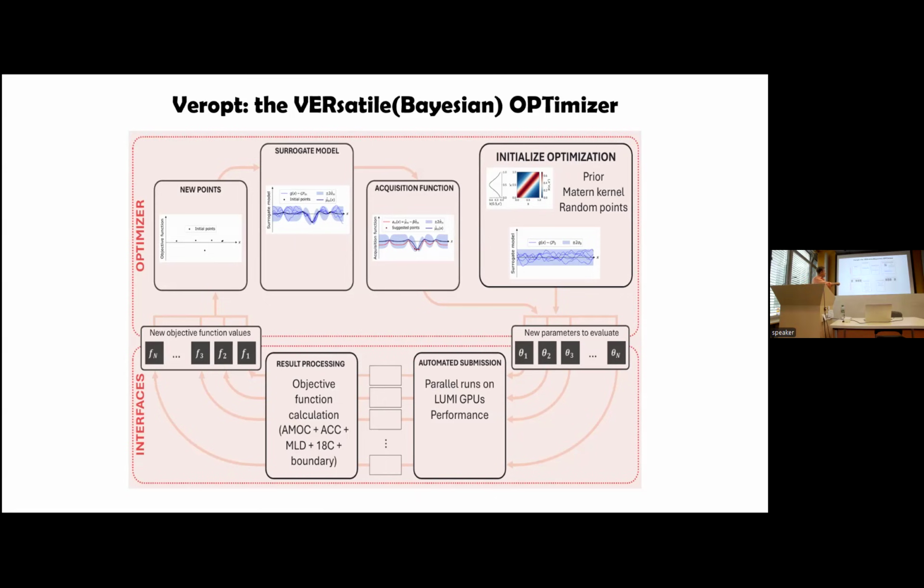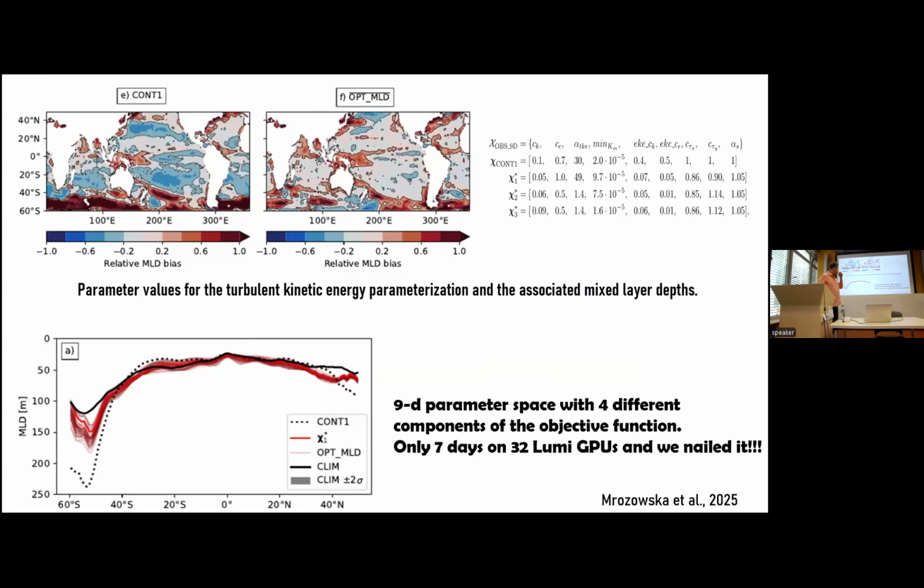Then we have new objective function values, and we update the surrogate model, which now has many more points. And then we do the whole loop again. AMOC, you mean AMOC at 26 knots, or what do you mean? Yes, 26 knots. So this is what I showed you last year as well, just to give you an introduction to how this works.